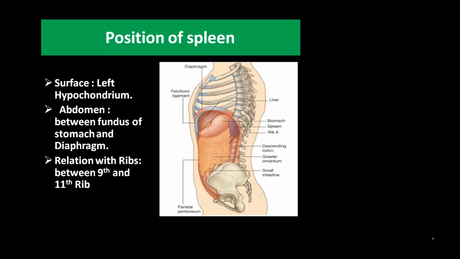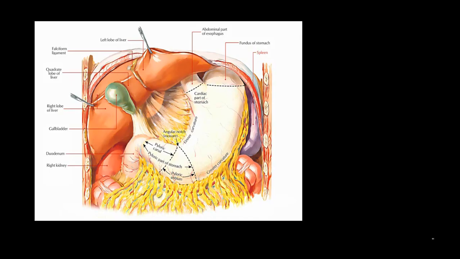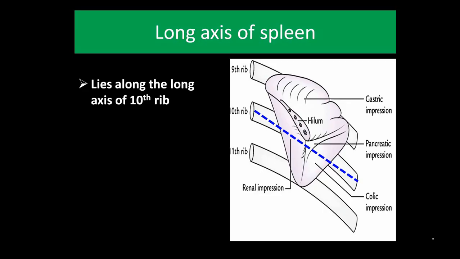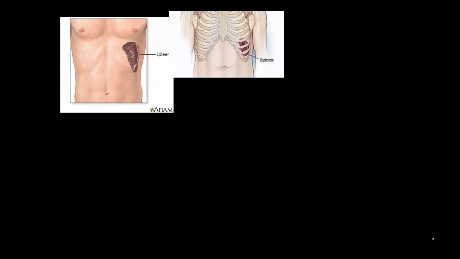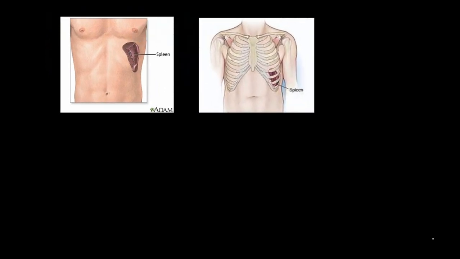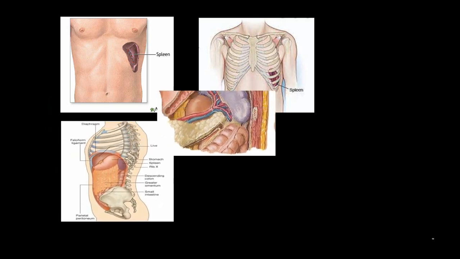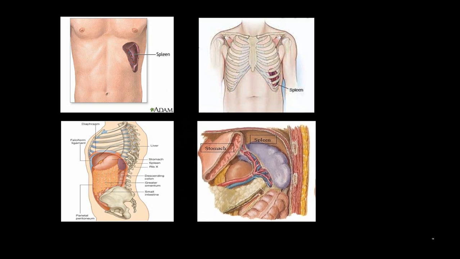On surface, we say spleen lies in left hypochondrium. On opening the abdomen, spleen lies between the fundus of stomach and left dome of diaphragm as shown in this figure. Its long axis is related to long axis of left 10th rib. So on surface it lies in the left hypochondrium.